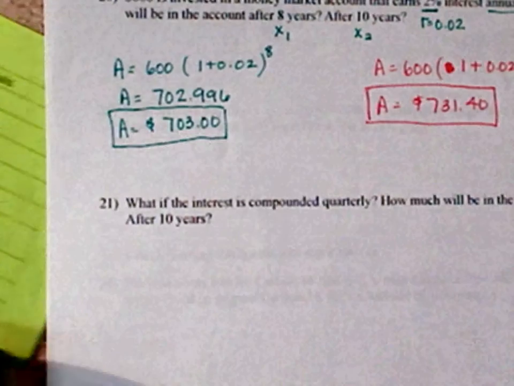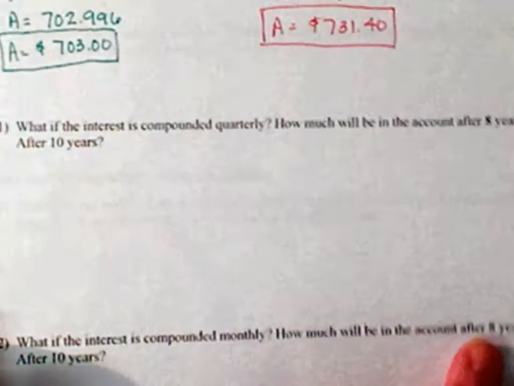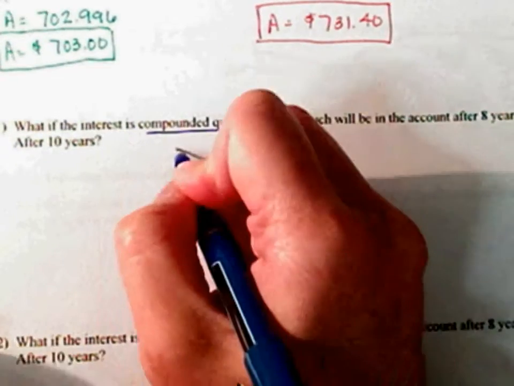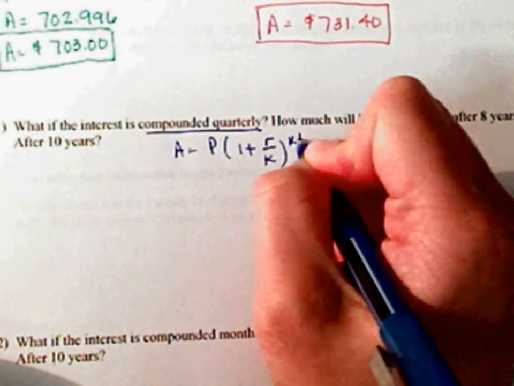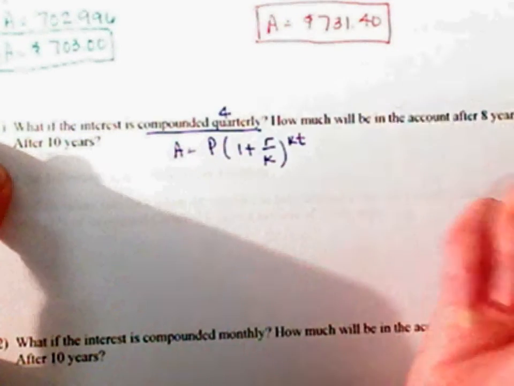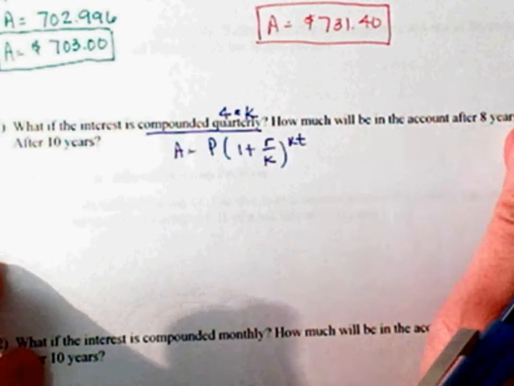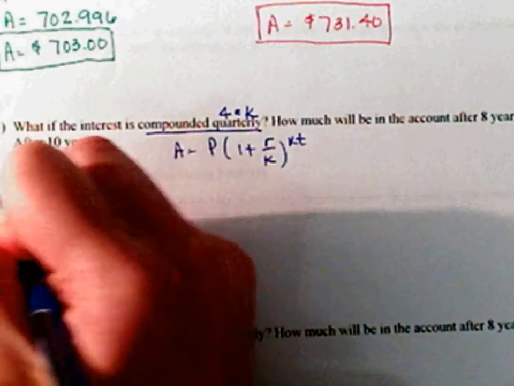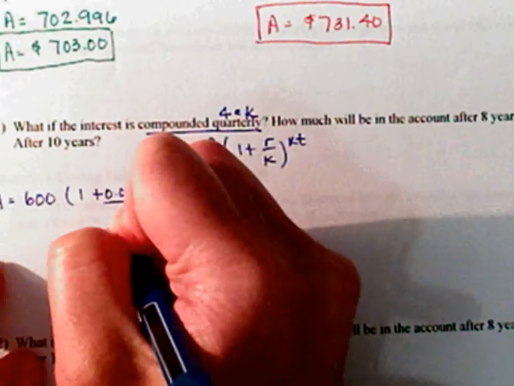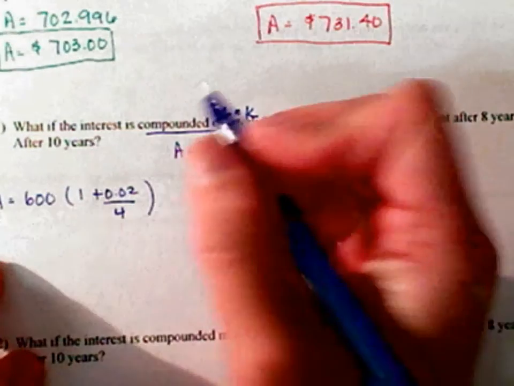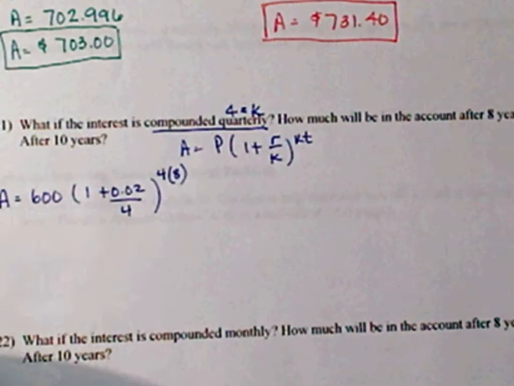All right, number 21. It says, what if the interest rate is compounded quarterly? Well, if it's compounded quarterly, you are going to use this formula right here, okay? Quarterly means it's 4 times a year, so there's your K. And the interest rate's the same, and we want to know for 8 years, and then we want to know for 10 years. So let's look at the 8-year first. So you have 600, 1 plus 0.02 over 4, so every 3 months it's going to get compounded, and it's 4 times 8 years, okay?